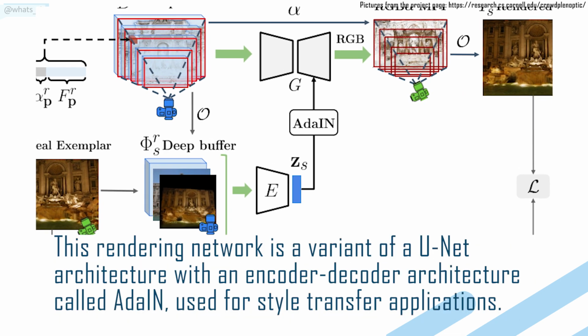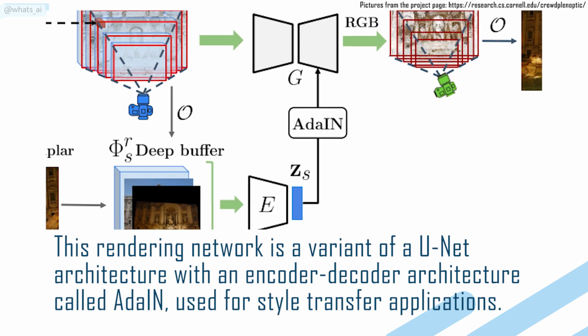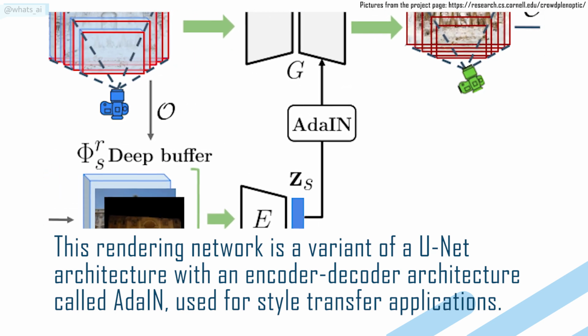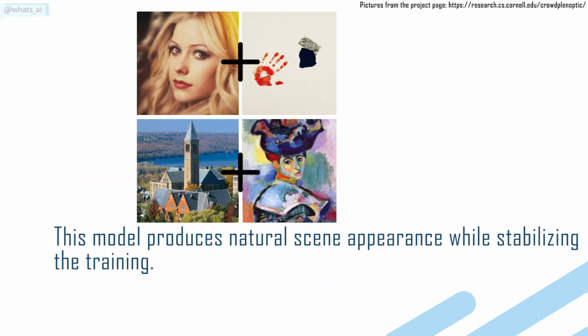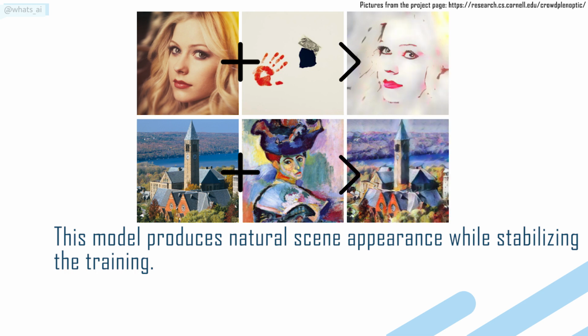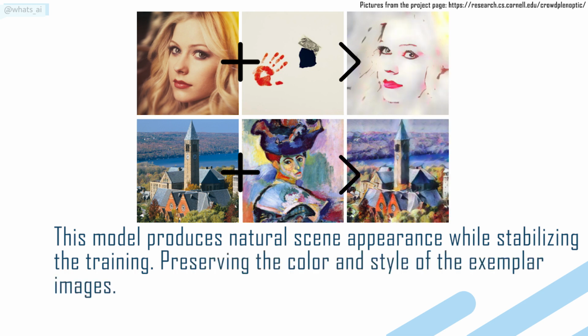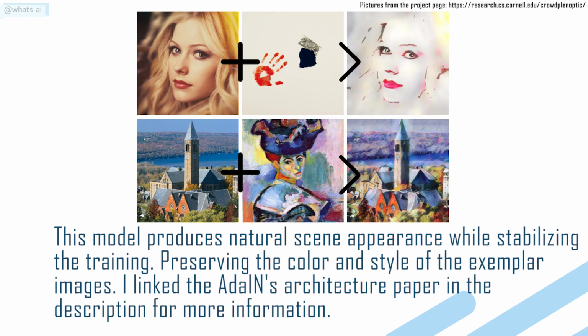This rendering network is a variant of a U-Net architecture with an encoder-decoder architecture called ADAIN, used for style transfer applications. This model produces natural scene appearance while stabilizing the training, preserving the color and style of the exemplar images. I linked the ADAIN architecture paper in the description for more information.